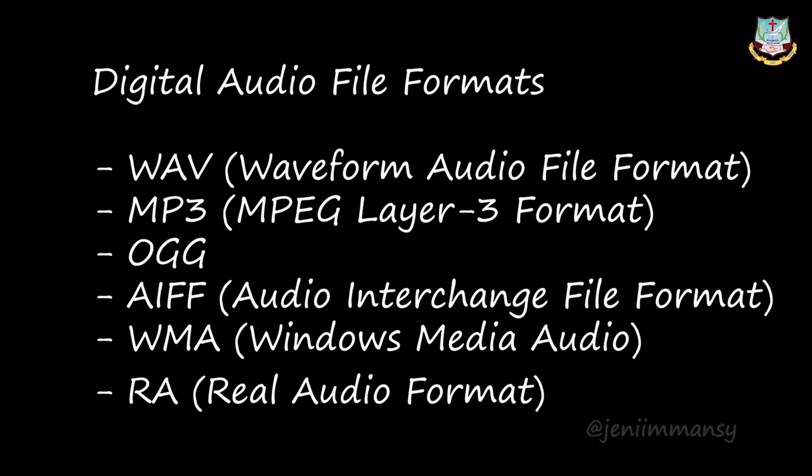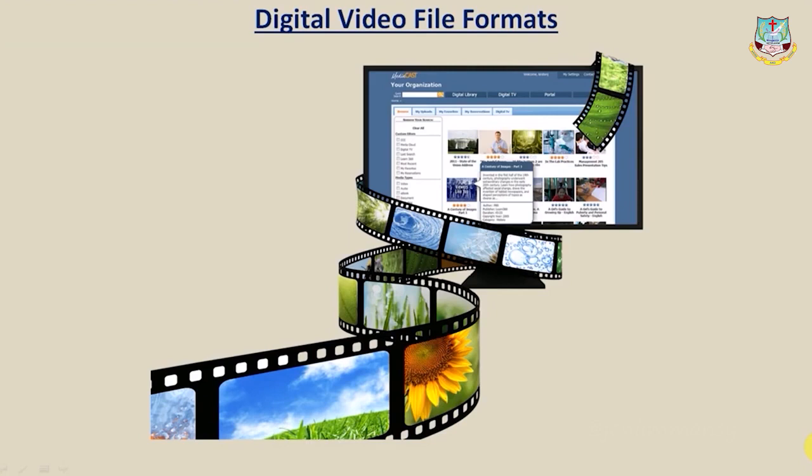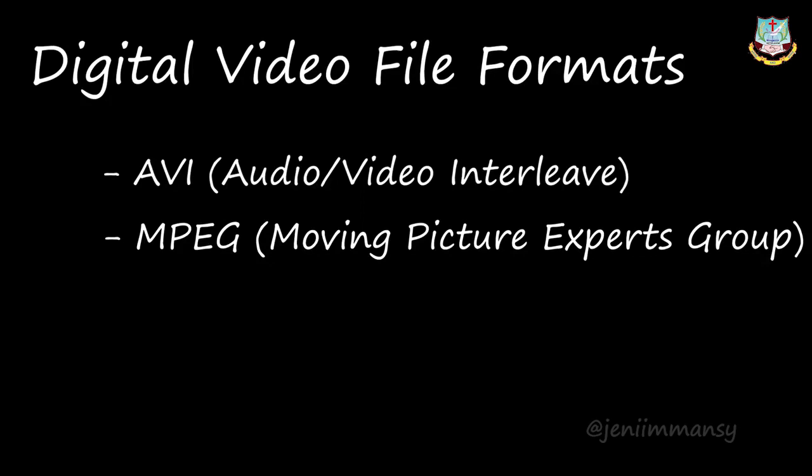Next, we are going to see the file formats of digital video. The digital video file formats are AVI. AV means what? Audio Video Interleave. Next one is MPEG. This one we have seen in digital audio also. MPEG means Moving Picture Experts Group. These two are the popular digital video file formats.